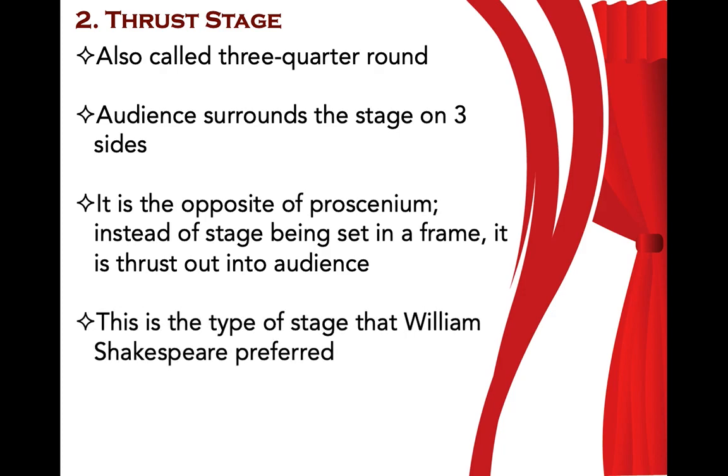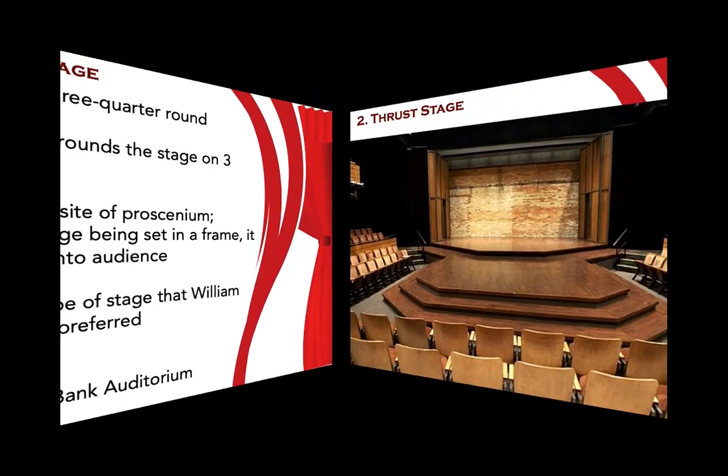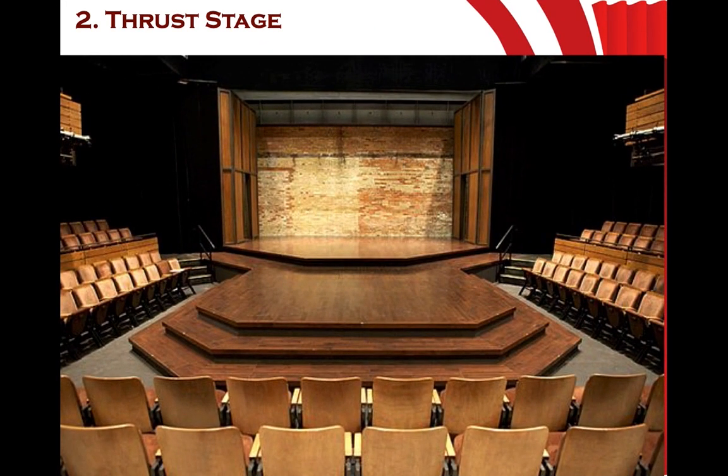It's the kind of stage that Shakespeare preferred. A good example is Central Bank Auditorium in Port of Spain. So exactly as I said, as you can see, the stage is set out into the audience, and the audience are on 1, 2, and 3 sides. Usually with a proscenium stage, the stage would be set back. But in the thrust stage, it is literally jutting out into where the audience is seated.